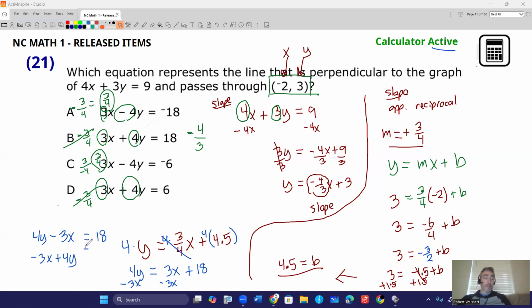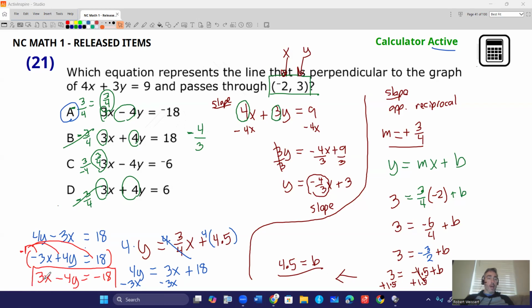Now that would be fine for me, but your answer choice does not look like that, does it? Your answer choice has the x being positive because we know that A is the answer because we already got this answer like 5 years ago. But when we do the answer, if you multiply everything in the equation by -1, that'll switch the signs of everything and make it equivalent. So that's going to end up being positive 3x minus 4y equals negative 18.